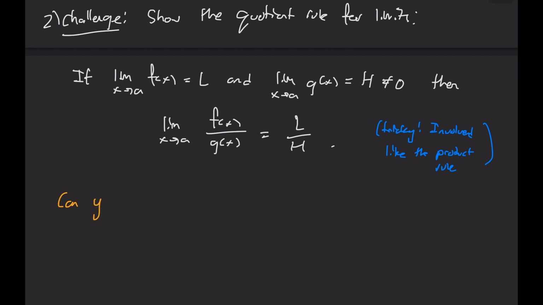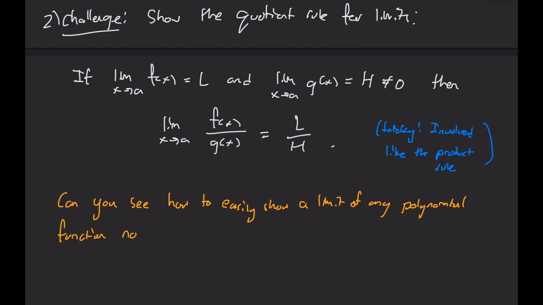And there's one last thing to think about. Can you see why the properties that we've proved so far imply that any polynomial has this substitution property? Why we can evaluate the limit of any polynomial very nicely.